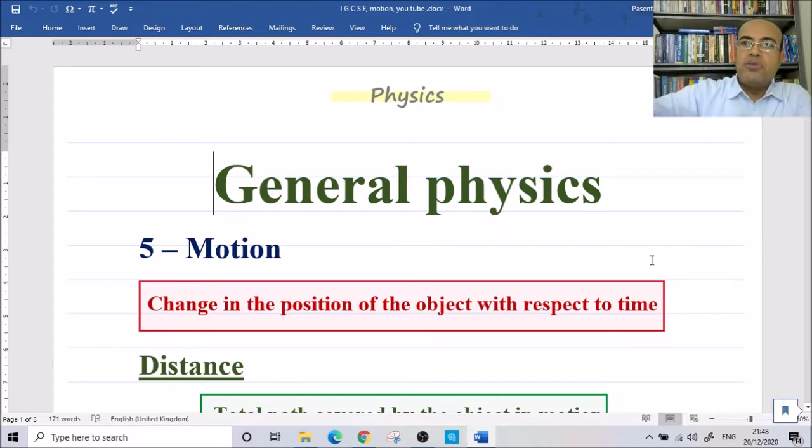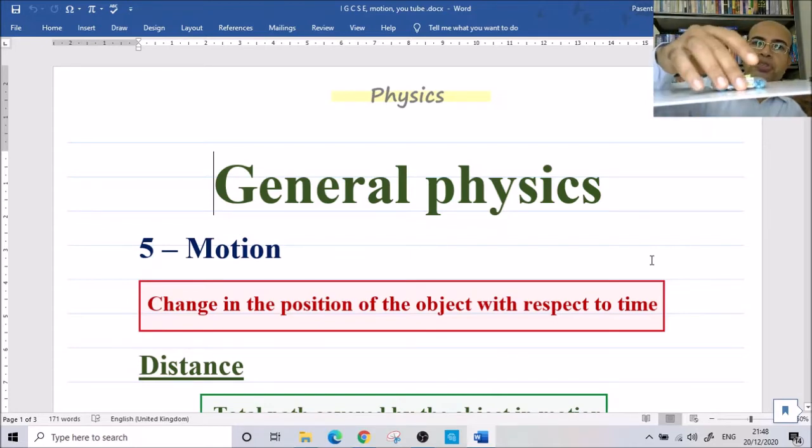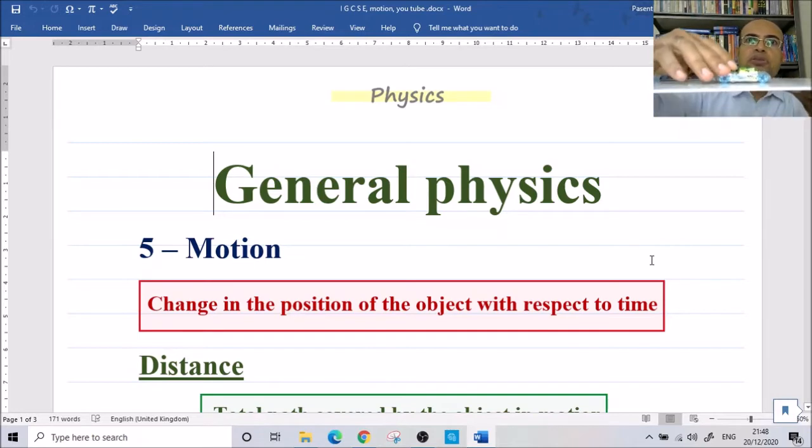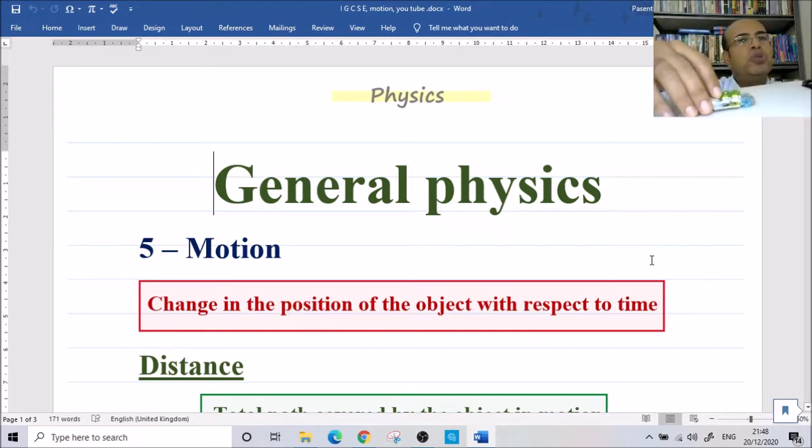If there is no change in position, it stays on its position while the time goes on, it stays in the same position. So no change in position with time, so no motion.